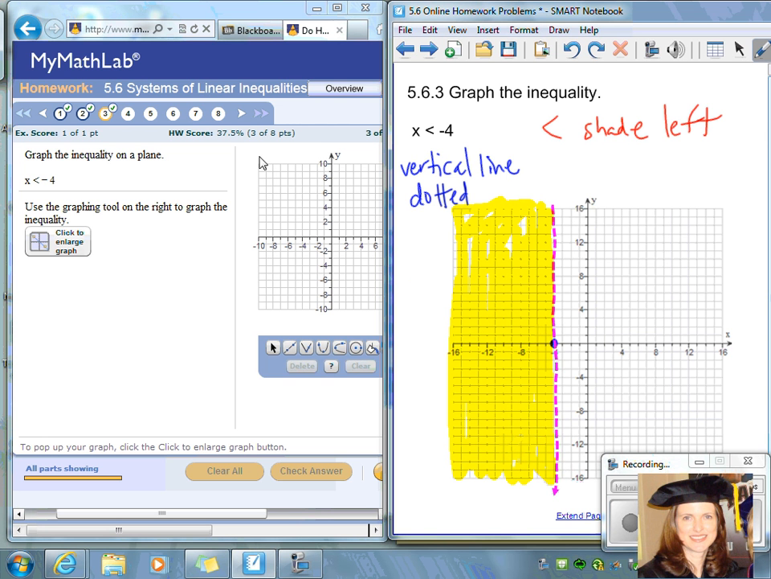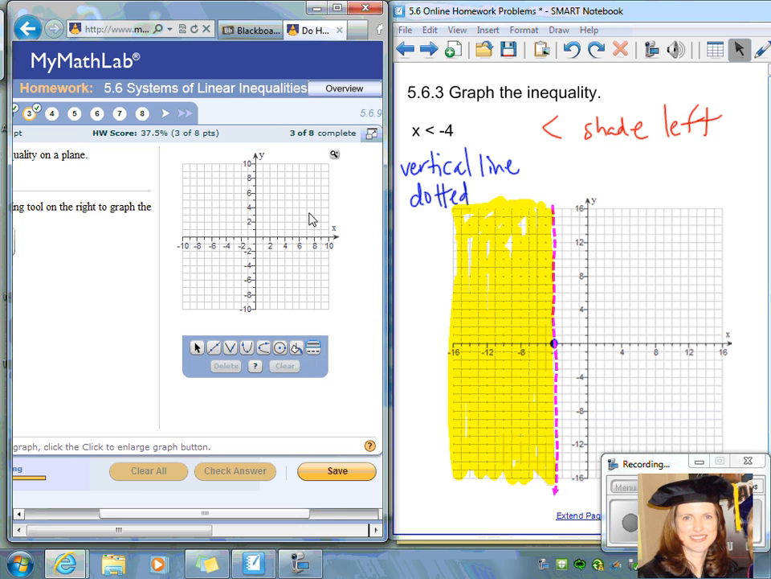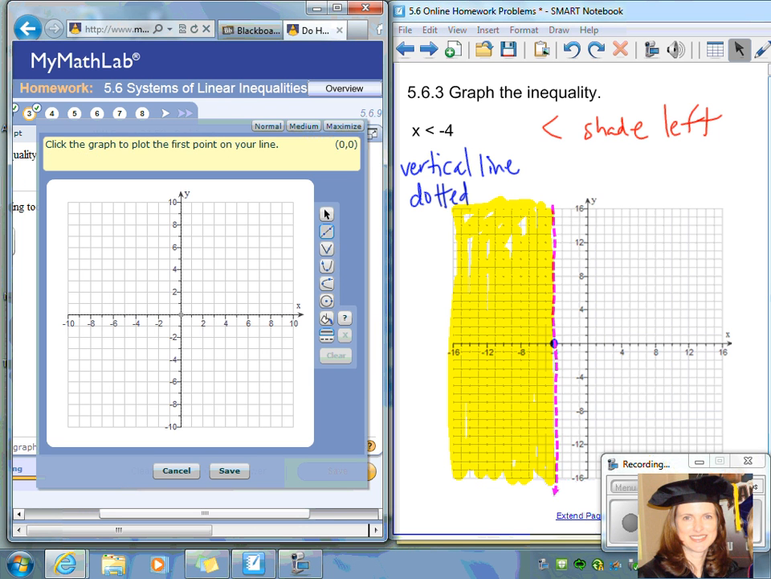The way we graph this on the homework is to select the line tool and graph a vertical line through -4. I plot one point on -4, and then I can plot another point anywhere that would make it a vertical line. Then I switch from the solid line to a dotted line by clicking on that little dotted line button. Now pick up the paintbrush and shade to the left.